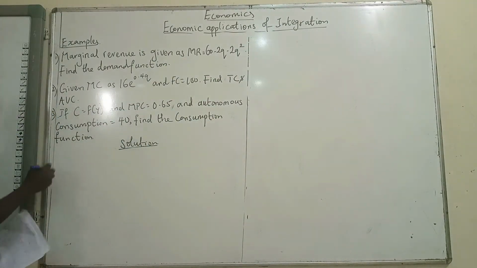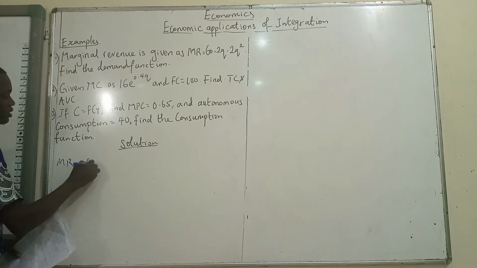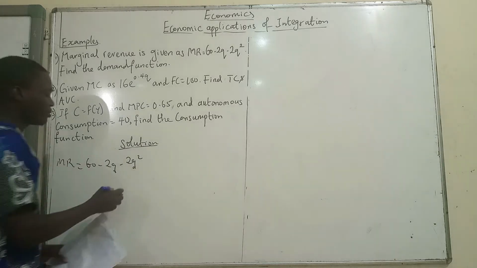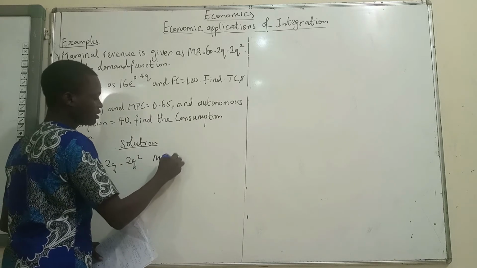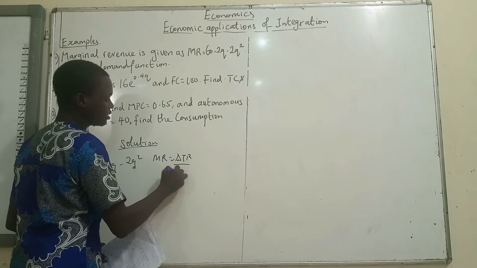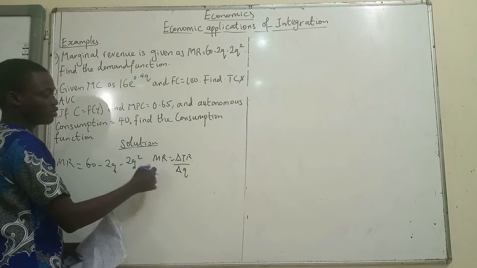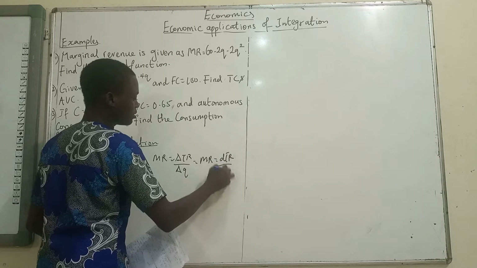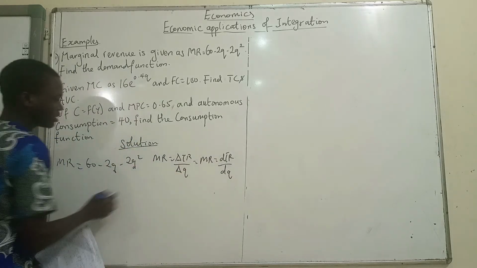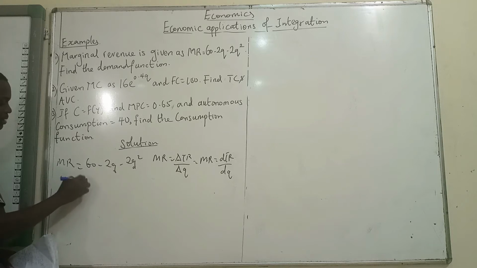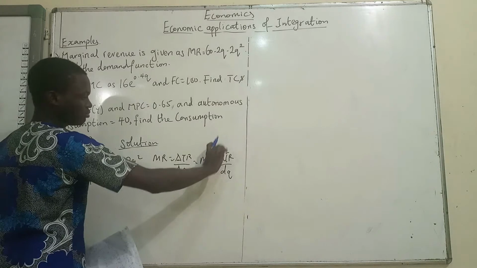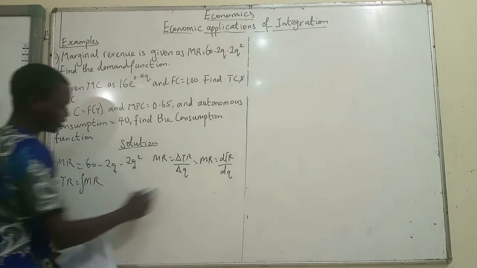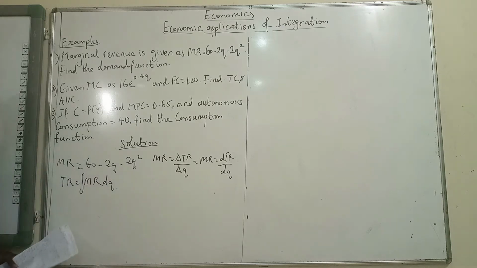So marginal revenue is given to us. Let's write MR equals 60 minus 2Q minus 2Q squared. Basically, how did we get MR? MR is the change in total revenue divided by the change in Q, which is saying MR equals dTR/dQ. So for us to get TR, we integrate, which means cross multiplying: TR equals the integral of MR dQ.